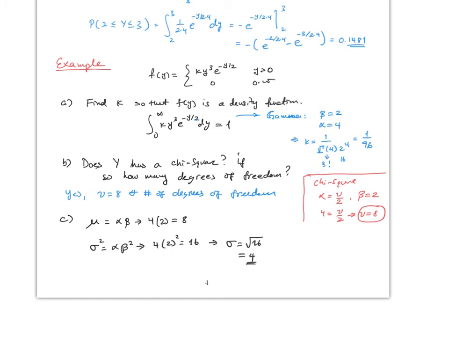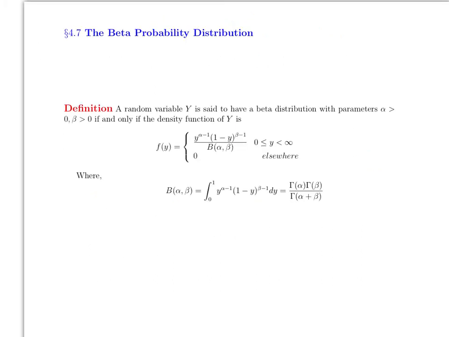Let's go to 4.7, which is the beta distribution. Section 4.7, the beta distribution. Let's start with the definition. A random variable y is said to have a beta distribution with parameters alpha and beta positive if and only if the density function is given by this, where B of alpha, beta is called the beta function and is defined to be this. Notice that it's very important to realize that you can define this as a product and quotient of gamma functions. These are the same gamma functions that we used in the previous section.